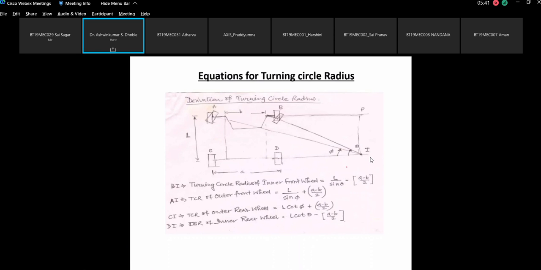Please write down the derivation of the turning circle radius, because based on this we are going to solve the problem. You can get it from the trigonometric relationship. Let us say this point is B and this is I. This small distance is neglected, and BI is the pivot center point. BI is given as L by sine theta, or rather I will write it down on a piece of paper so that we will solve problems as well.